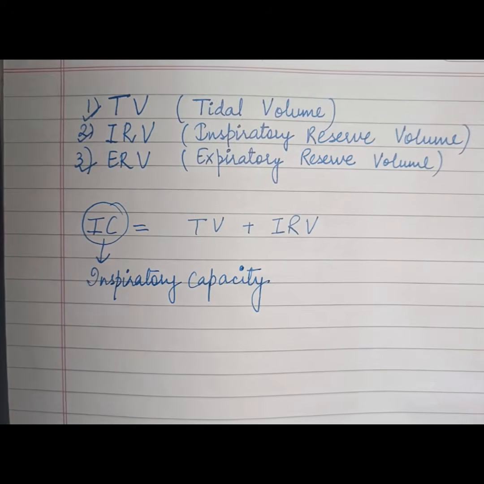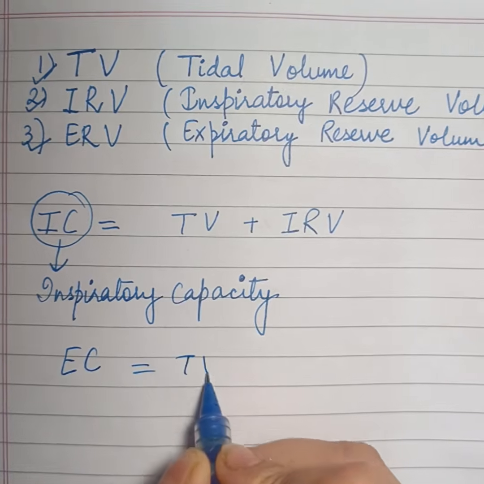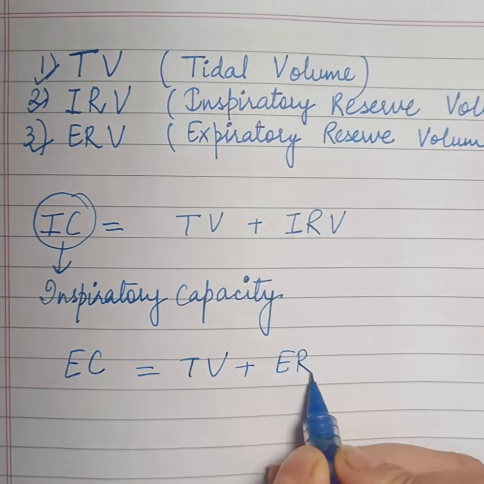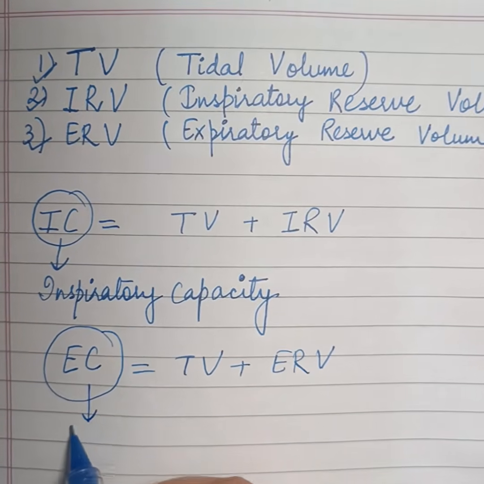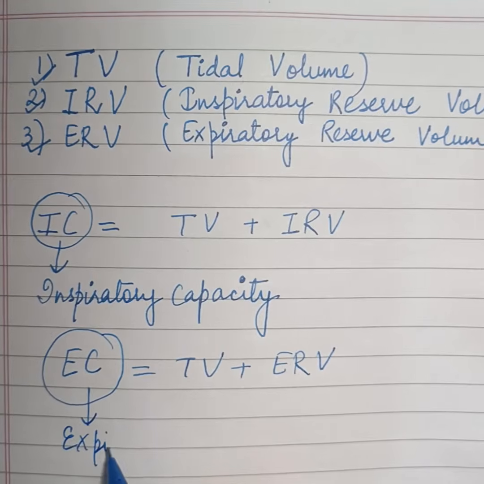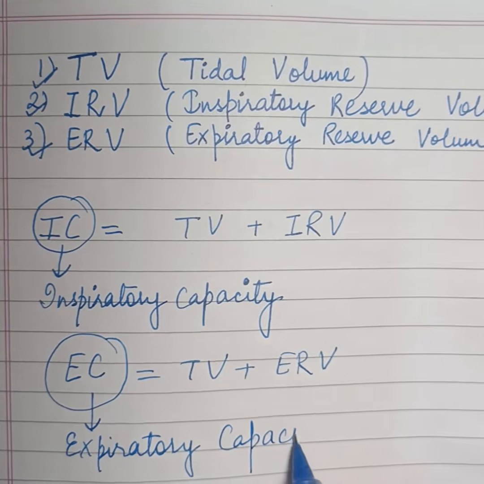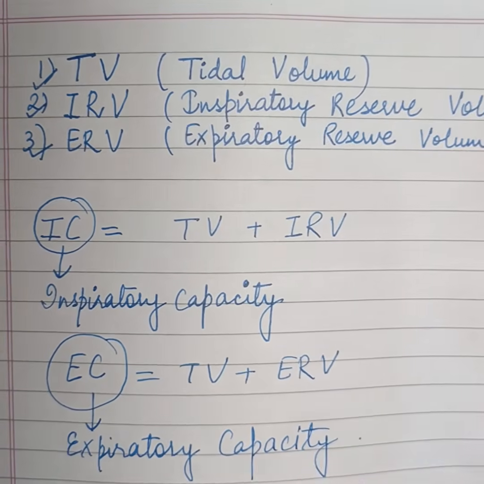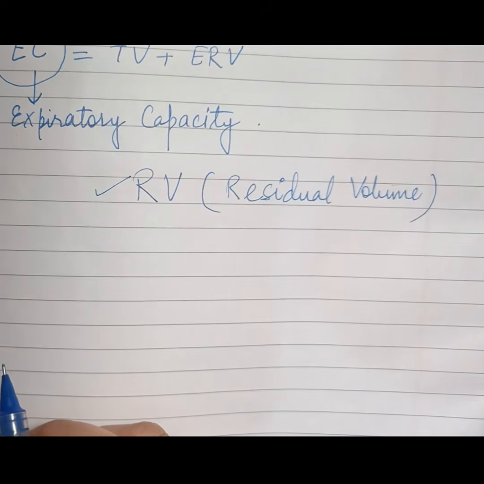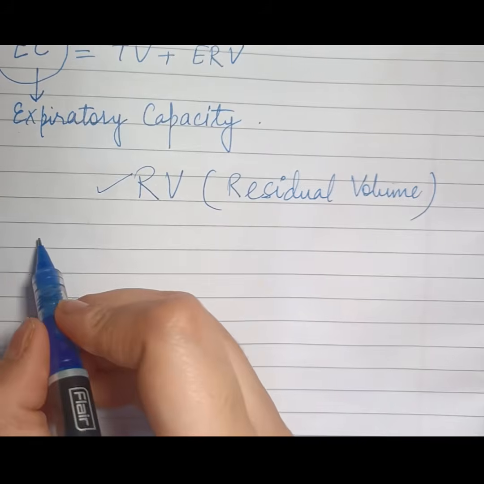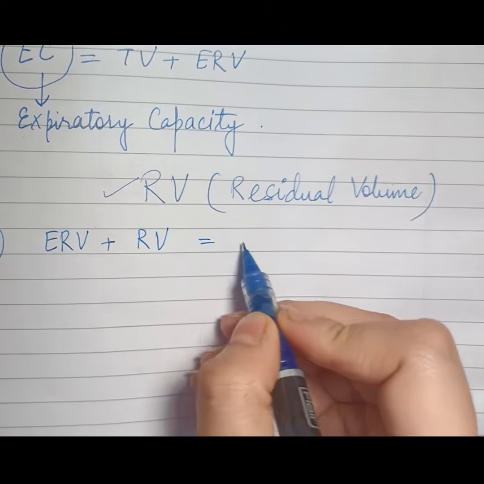The same step will go for the expiratory capacity, which will be the sum of tidal volume and expiratory reserve volume. Now let's bring residual volume, RV, into the picture. The first volume, which will be a sum of expiratory reserve volume and residual volume, is the functional residual capacity.